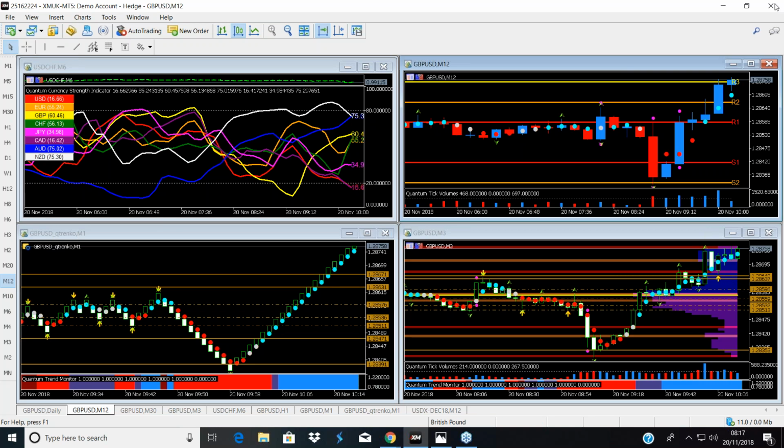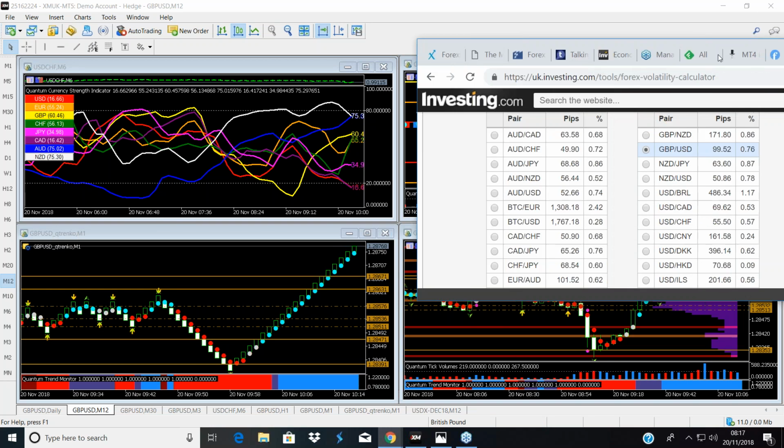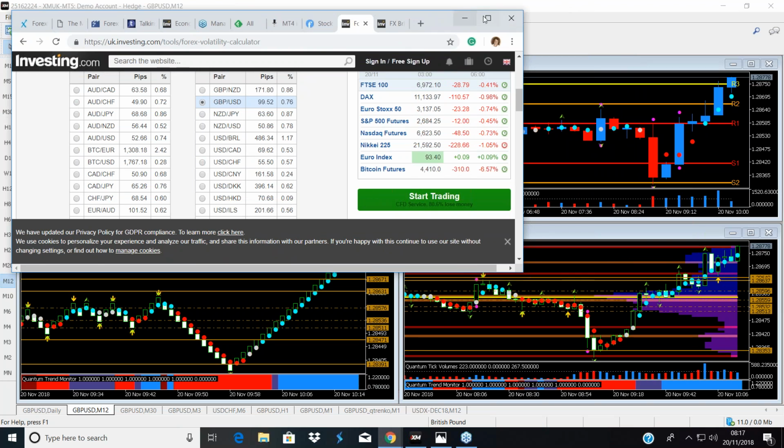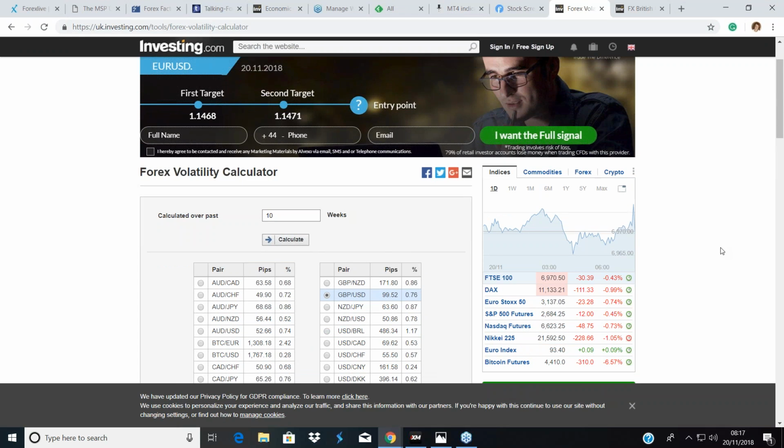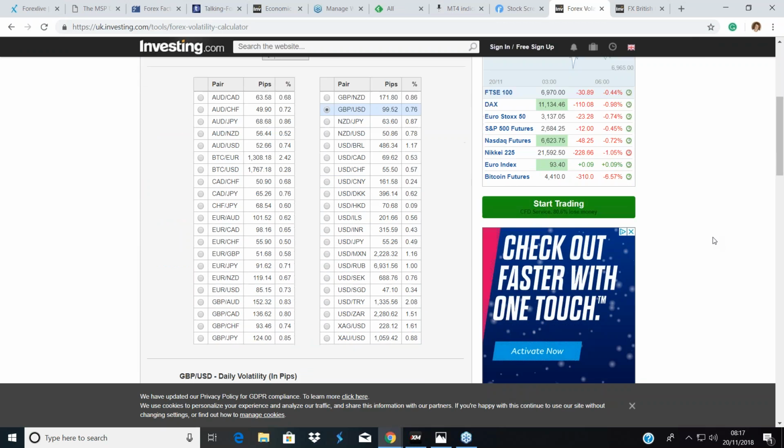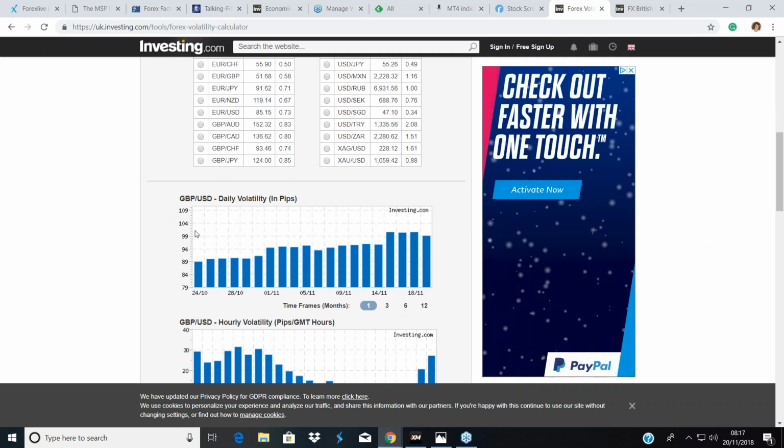In which case, as I said, I'll just repeat it again here. Where have I got it? There we are. And for those of you who weren't here last time, it's on the recording. This is where you need to go to do your due diligence on the currency pair of your choice. This is cable, and you can see here the daily volatility in pips.